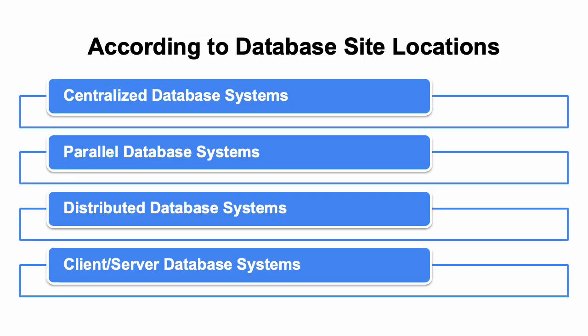According to the database site locations, database systems can be further subdivided into four categories, namely centralized database system, parallel database system, distributed database system, and client or server database system. Let's break them down one by one.